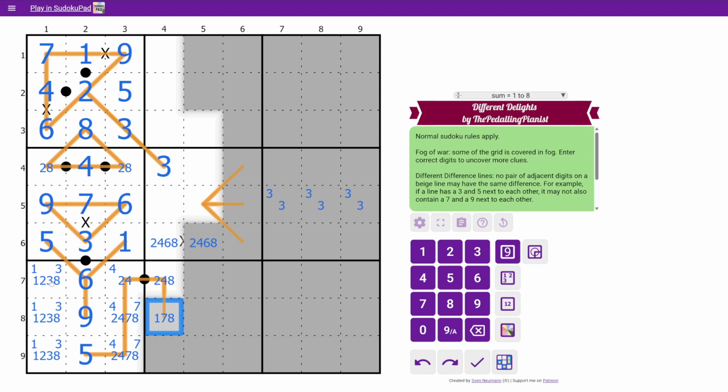This was 1, 2, 3. And this was 8, 4, 7. If this was 1, 2, 3, this would have to be 8, 4, 7. So the 4 would have to go there, 8, 7 here.